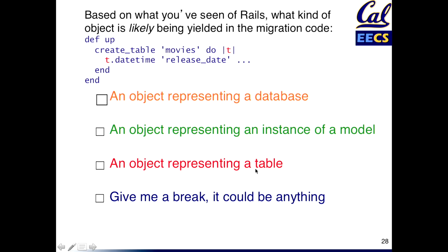What about the hypothesis that it could represent a table? Well, let's see. It's an argument to the create table call, and it's talking about the kinds of things tables care about. Tables care about attributes that have names and types, like an attribute named release date whose type is datetime. So that, in my opinion, would be the most reasonable assumption, and it is in fact the correct one. What actually is being yielded here is an object that essentially represents the table that is going to be created and is allowing you to set up things about that table.